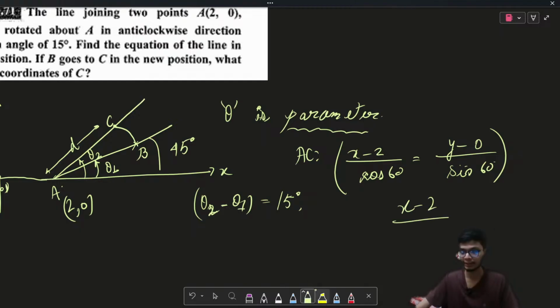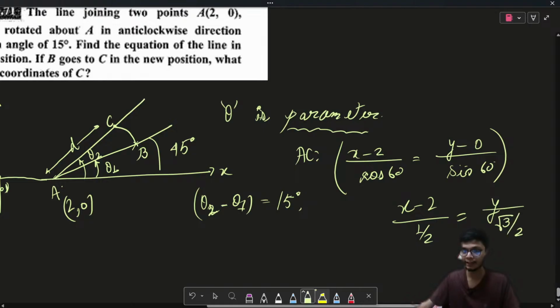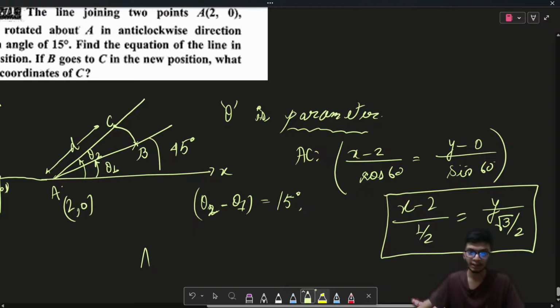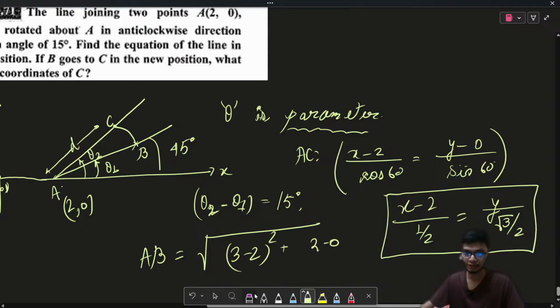By this I can formulate the equation of the line, and the only thing left to calculate is the distance. So how am I going to find the distance? The distance is very simple. I can find out the distance of AB, which is the square root of (3 minus 2) whole square plus (1 minus 0) square, and that will turn out to be square root of 2.